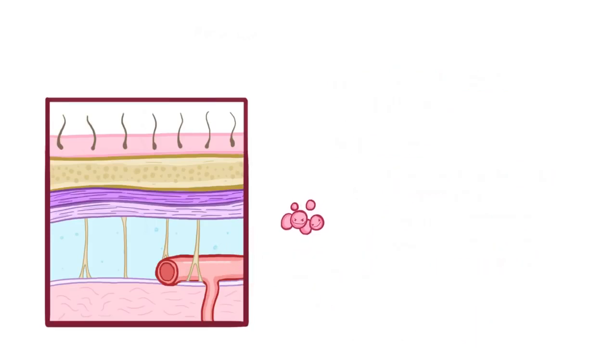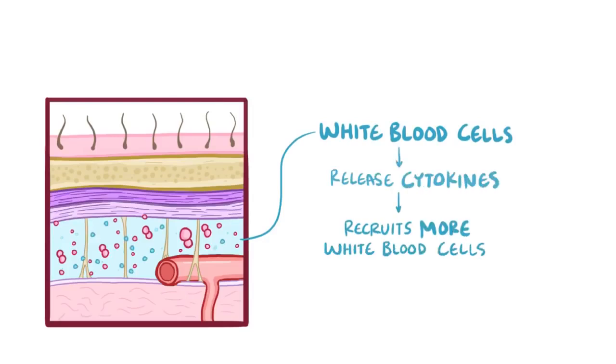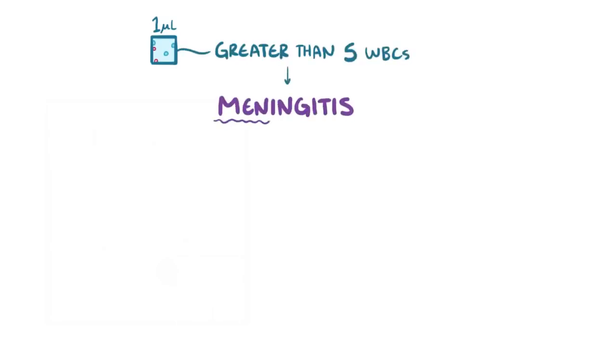Once the pathogen finds a way into the cerebrospinal fluid, it can start multiplying. Soon enough, the handful of white blood cells surveilling the cerebrospinal fluid identify the pathogen and release cytokines to recruit additional immune cells. Over time, a microliter of cerebrospinal fluid might go on to contain thousands of white blood cells, but any more than 5 usually defines meningitis.